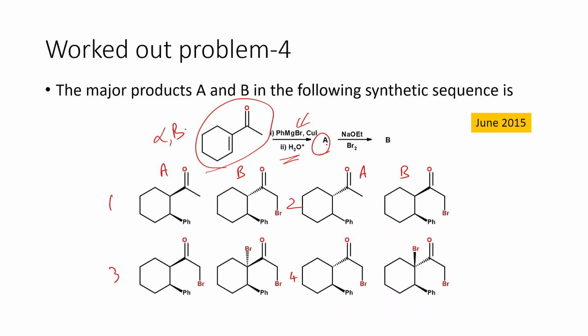And the intermediate A, which is formed after the cuprate addition, is treated with sodium ethoxide followed by reaction with bromine. So there are two different reactions that may be possible. And then we end up with the compound B. So we have to identify what is the product that will be formed. So if you look at 1, 2, 3, 4, all the intermediate A look very similar. The only difference is the stereochemistry in many cases.